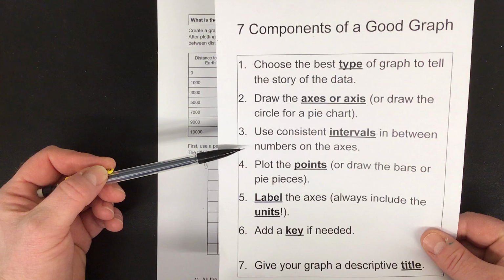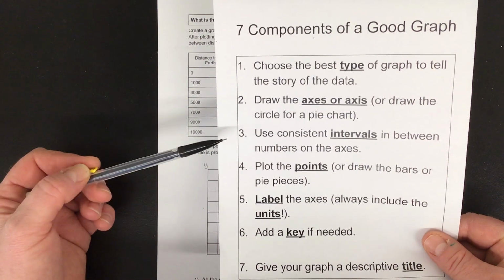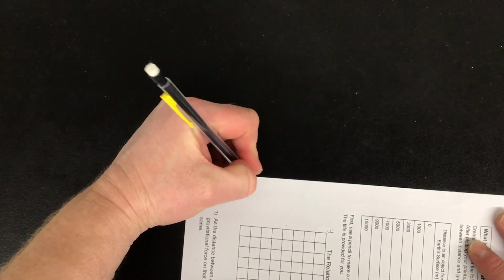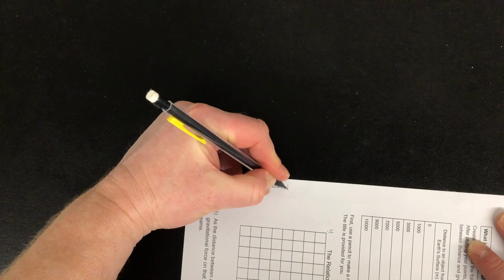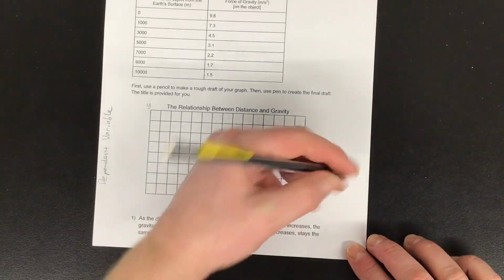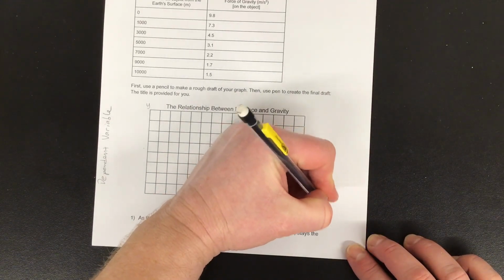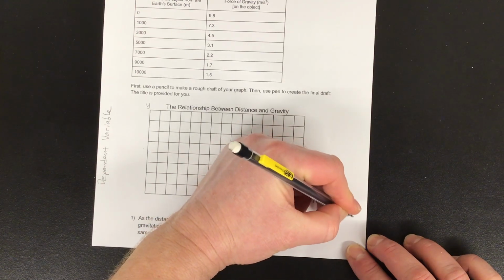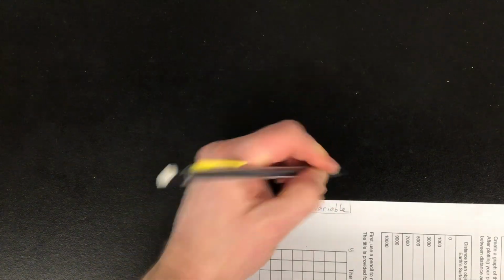Now, you need to use consistent intervals in between the numbers on the axes, but the first thing I want you to do is figure out what goes on which axis, okay? So the dependent variable always goes onto the y. I'm going to write that over here. Dependent variable. This is a good best practice. And our independent variable is going to go down here on the x. So I'm going to write that just to remind us, independent. Put a box around that to stay organized.